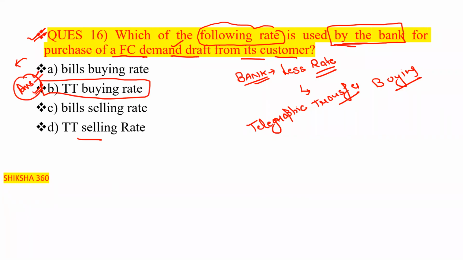Please remember these points. Very, very important points. These are very important points from the examination point of view. Please remember all of these, where we have to use TT buying rate and TT selling rate. Now move to the next question.